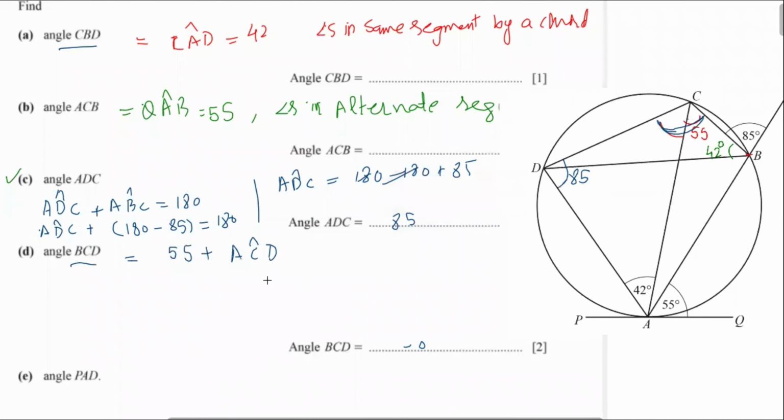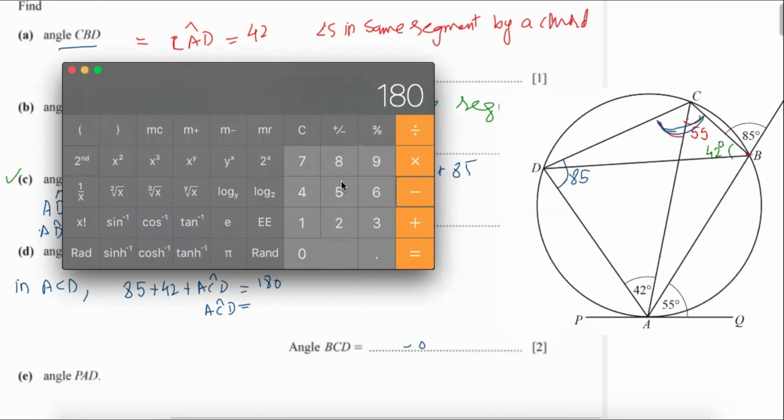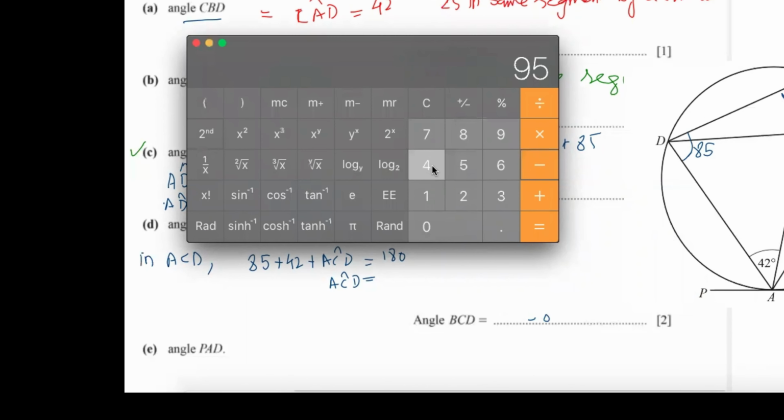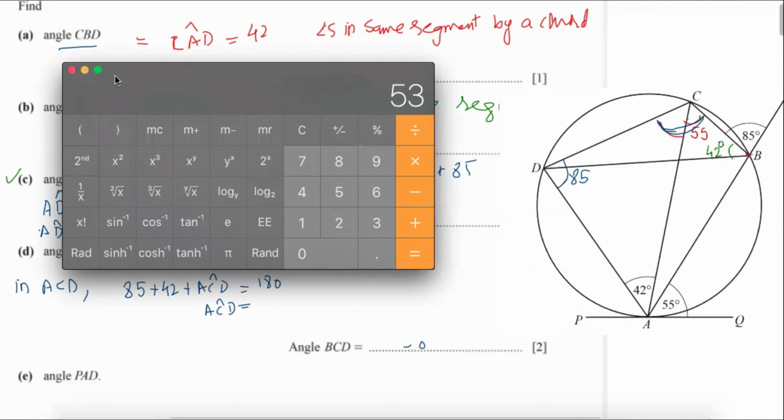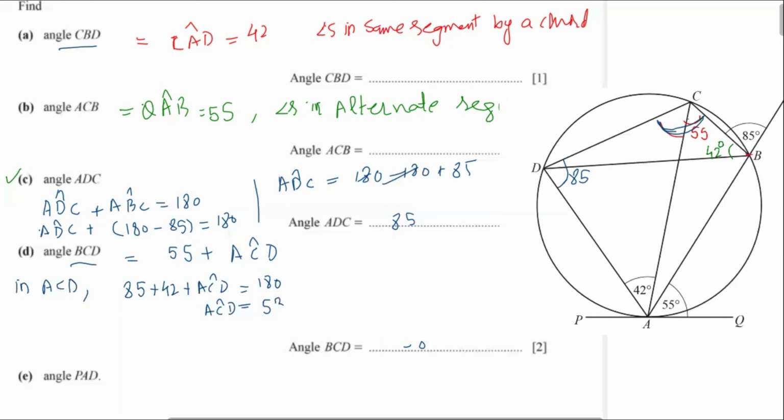Now the angle ACD, we use triangle CAD. The sum of interior angles of a triangle is equal to 180. Therefore, angle ACD plus 42 plus 85 equals 180. Therefore, ACD will be equal to 180 minus 85 minus 42, that's equal to 53. Now we write ACD is equal to 53.